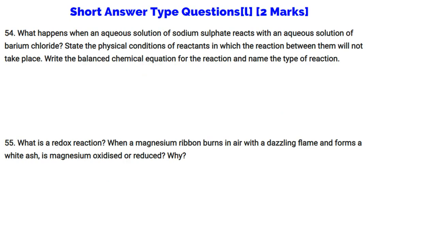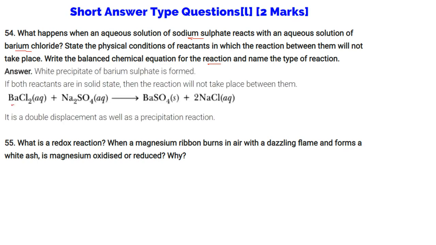What happens when an aqueous solution of sodium sulfate reacts with an aqueous solution of barium chloride? You have to state the physical condition of the reactants in which the reaction between them will not take place. Write the balanced chemical equation for the reaction and name the type of reaction.